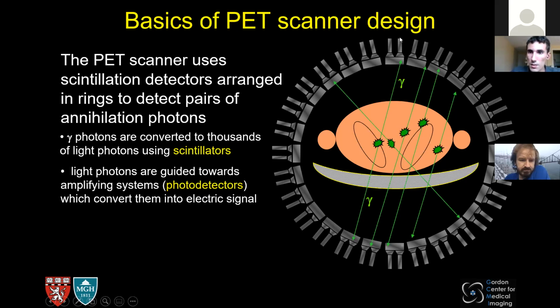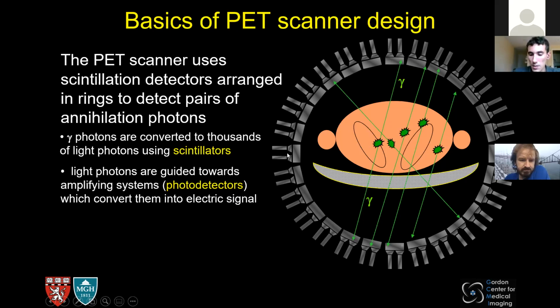So each one of these rings contains hundreds of scintillation detectors that have two parts. So one part is a scintillator. So this is a crystal that is used to convert those high energy gamma photons into thousands of light photons. So these are the scintillation crystals. And then you have another component here that is called a photodetector. So this is going to be used to convert those light photons into electricity and amplify that electric signal so that we can work with it, okay?